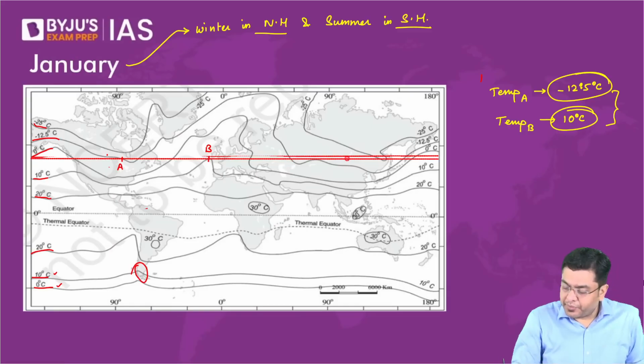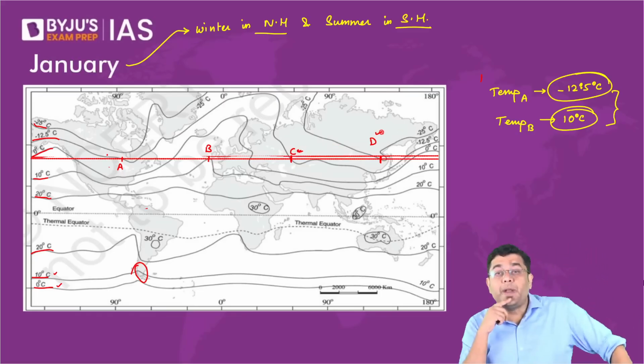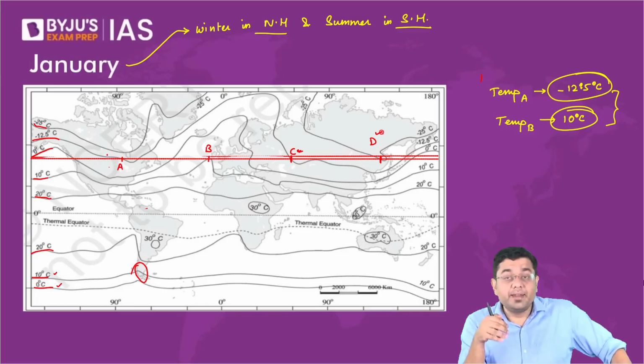Now, this region, let's suppose, or here, any one that you consider. Let's consider D. Let's consider here C. Now, temperature at C will be again minus 12.5, but temperature at D can be as low as minus 25 degrees Celsius. So, in the case of the land areas, it can get very cold, right?